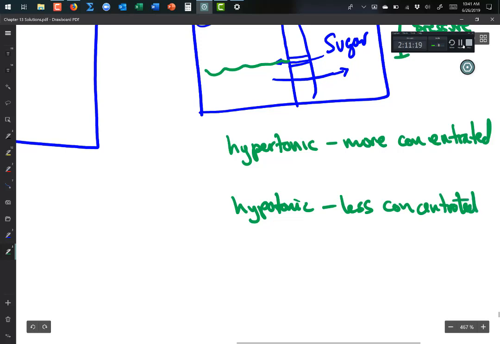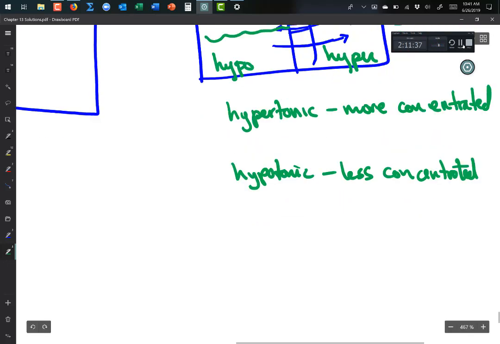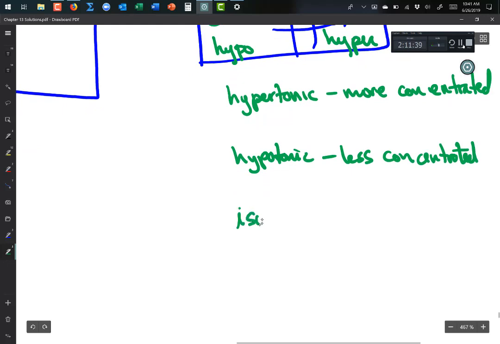And so what happens is water goes from the hypo to the hyper. And what it's trying to do is make it isotonic, which means the concentrations of stuff that's dissolved is the same. It doesn't matter what's dissolved, just the concentration of stuff that's dissolved. If you go into medicine, like nursing, these are terms that you'll need to know as well.